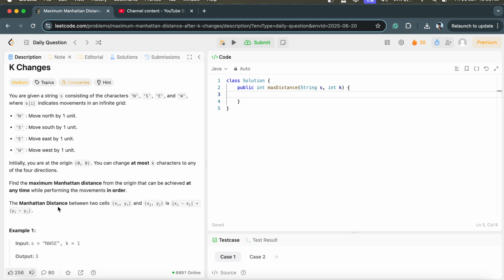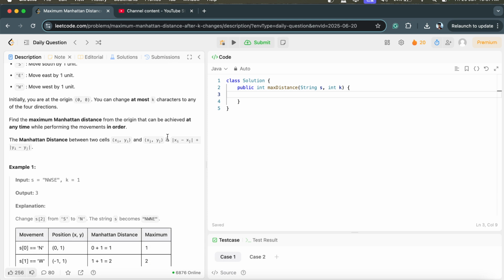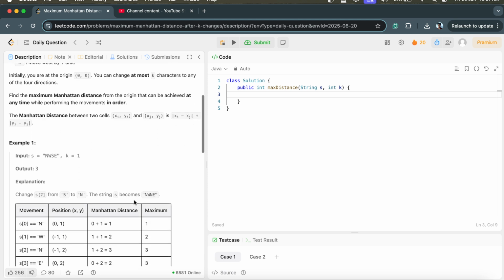Okay, the Manhattan distance between two cells (x[i], y[i]) and (x[j], y[j]) is basically this formula: the absolute value of x[i] minus x[j], plus the absolute value of y[i] minus y[j]. Okay, and this is the absolute value that we are adding. So first example we have.